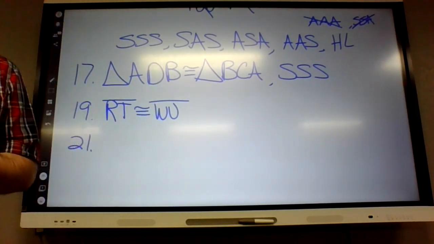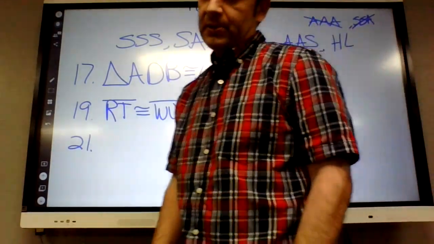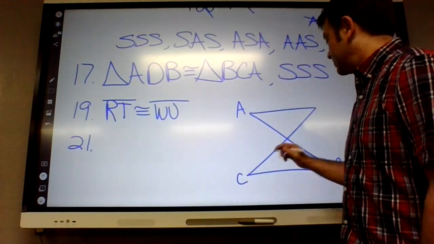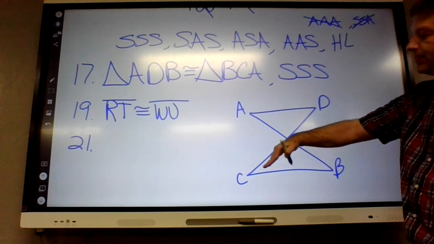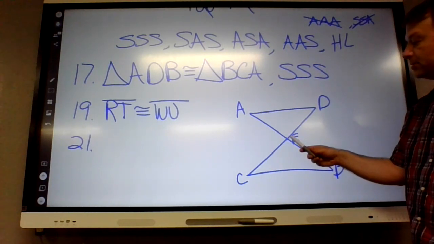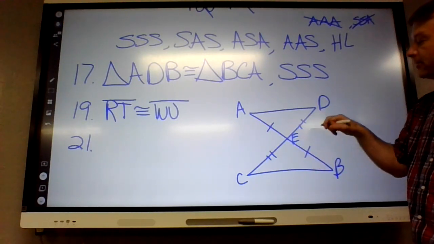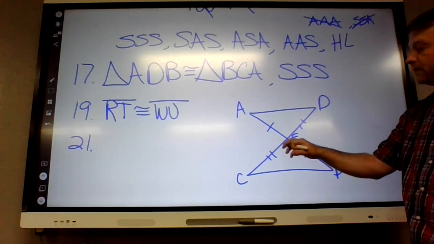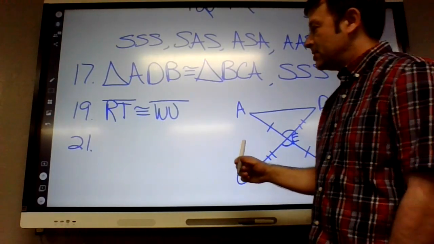Okay, 21, however, the bow tie, or hourglass, I guess. It says in the directions that AB and CD bisect each other. So what does that tell us? Segments AB and CD are bisecting each other. That means E is the midpoint. And if E is the midpoint, AE is the same as EB, and CE the same as ED. They're cutting each other in half. And what else do I know just by looking at the picture? Vertical angles. Okay, so do we have enough info for this one? Yes. Side, angle, side.